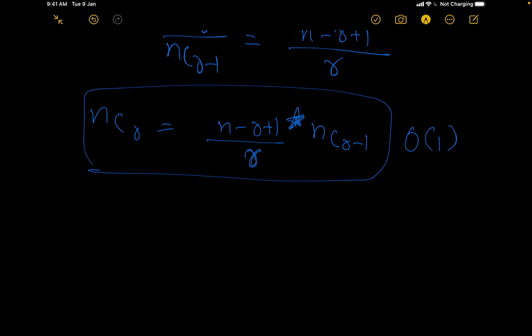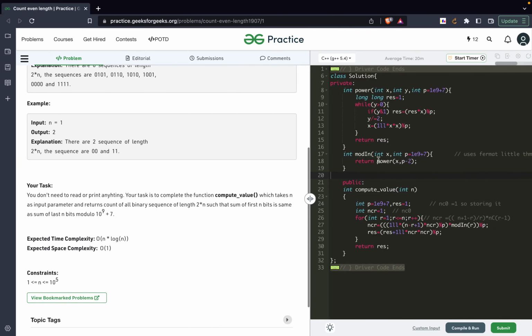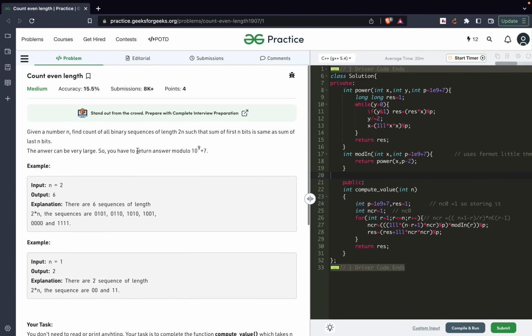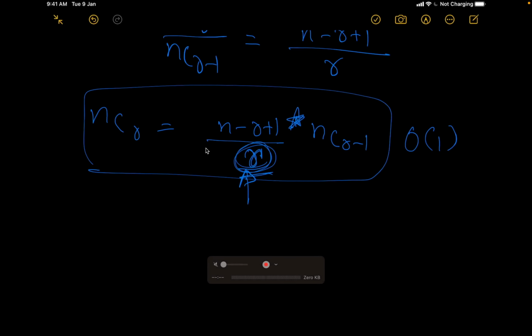We are dividing by a term, so we have a non-zero or a non-1 denominator, I'll say. Since we have a denominator and the entire operation we were trying to do was a modular operation, if you read the question properly, it stated that the number could be very large and we have to return the answer modulo 10 to the power 9 plus 7, which is a very well known prime number. So this operation would fail.